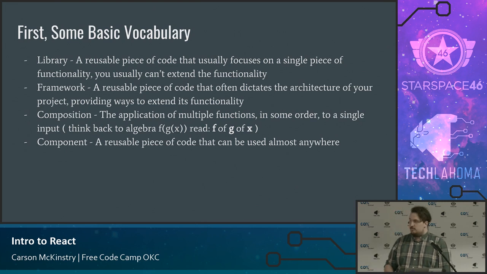So we need to talk a little bit about some vocabulary. This is just some general stuff. We've got a library, a framework, composition, and a component. A library is going to be a piece of code that usually has a single use case, or a single piece of functionality, and you normally can't extend that functionality. Can a bit, but normally not much.